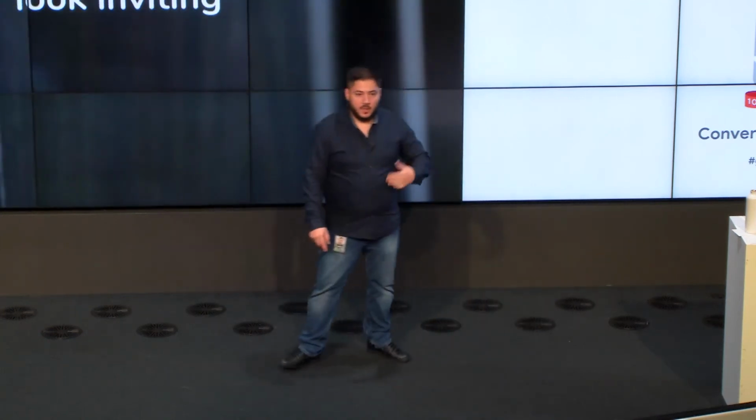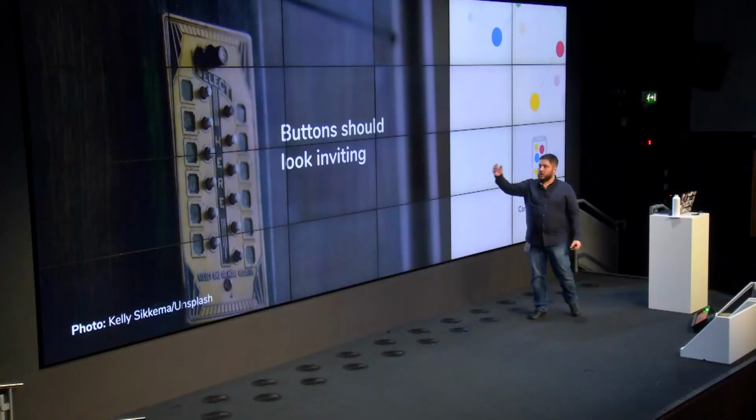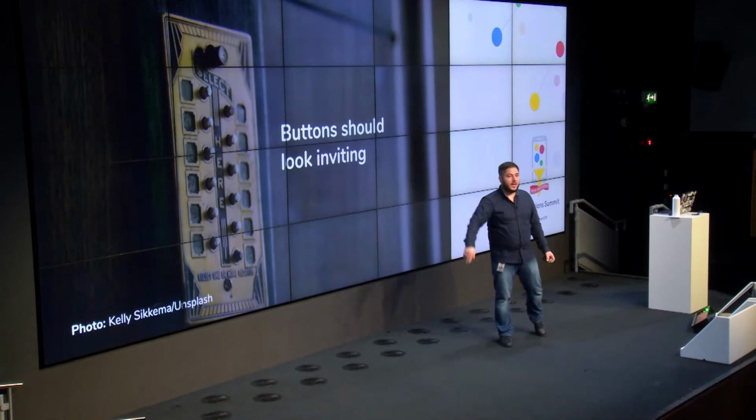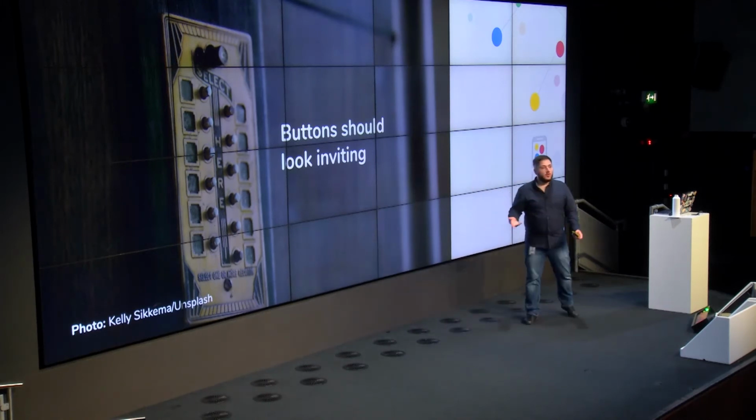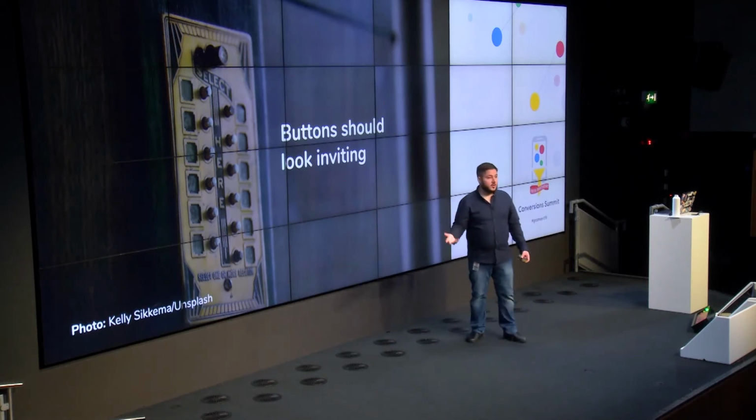Well, the first thing, you want to make your navigation items inviting. In the physical world, you have buttons which are really appealing. They're encouraging you to tap, press, click, whatever. On screens, we don't really have those affordances, but you still want to make it look inviting. So how can you do that?